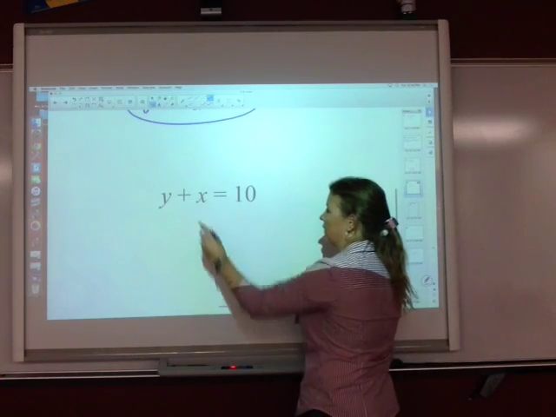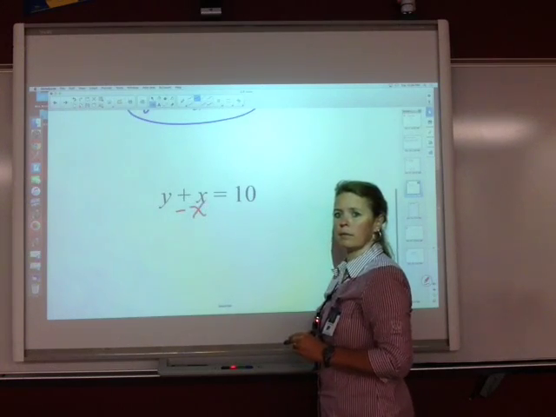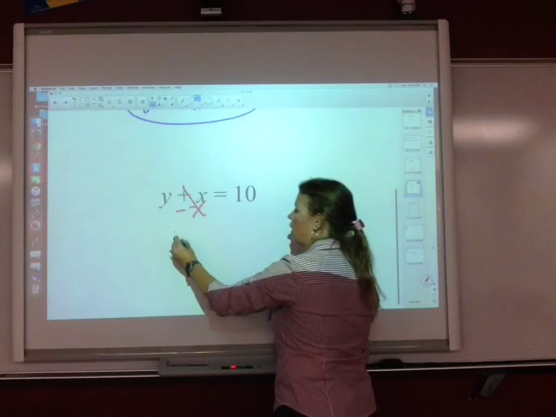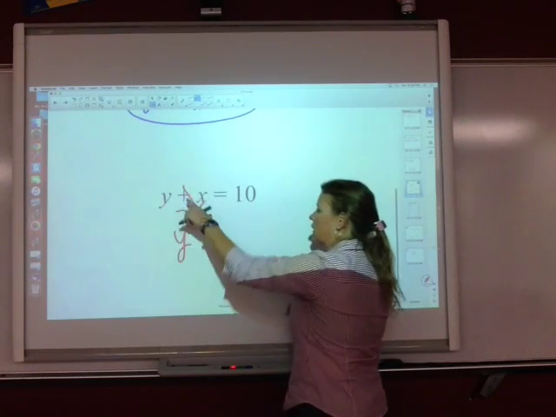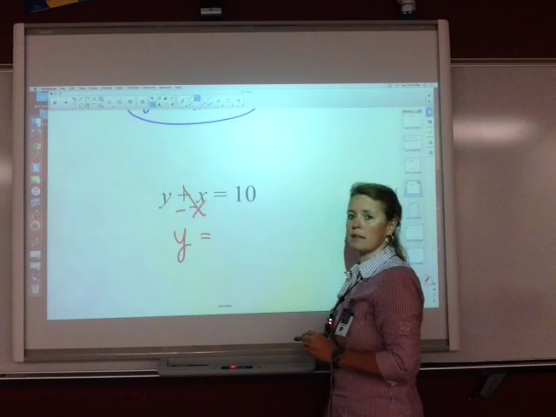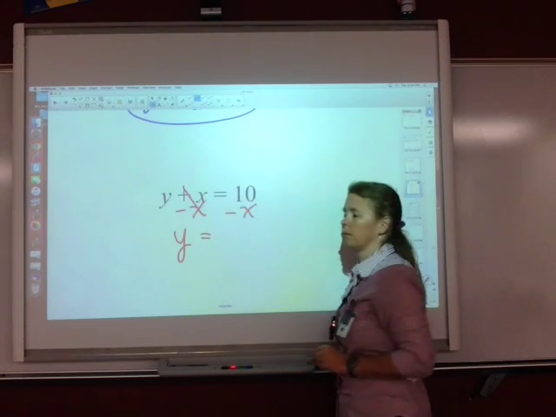Since it's a positive x, let's subtract x. Positive x and a minus x, they're inverses. They cancel each other out. We once again completed our function of getting y by itself. It's isolated. But what I do to one side of the equation, I have to do to the other.